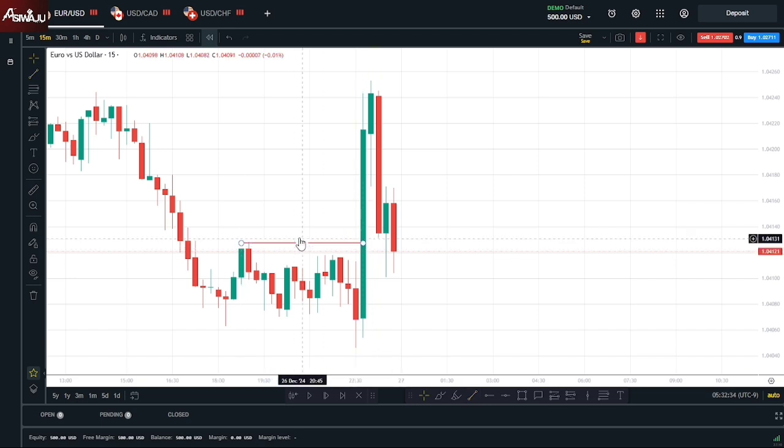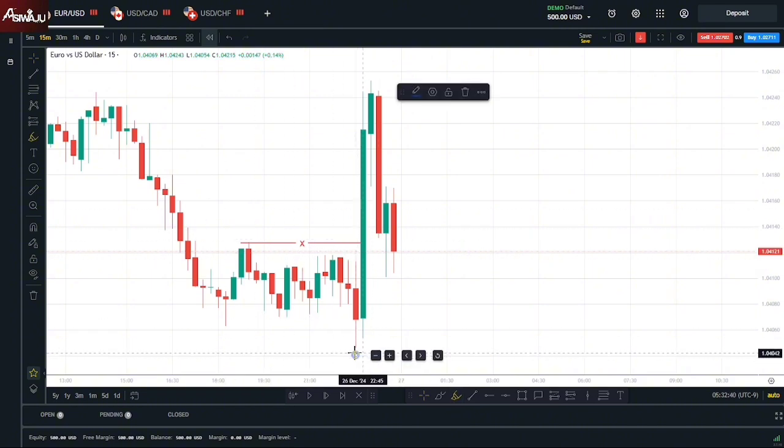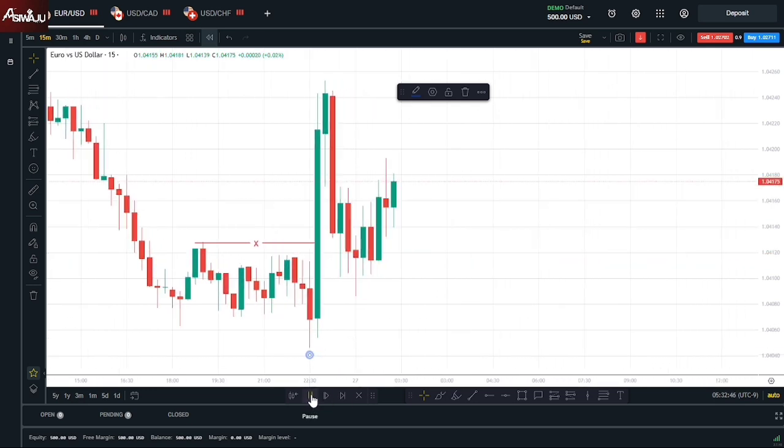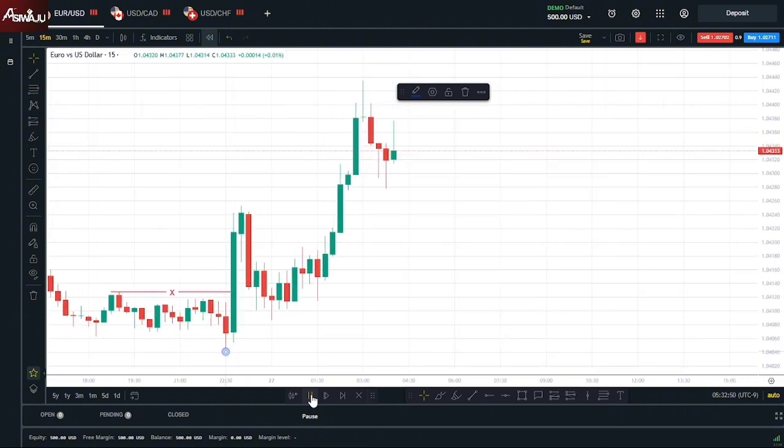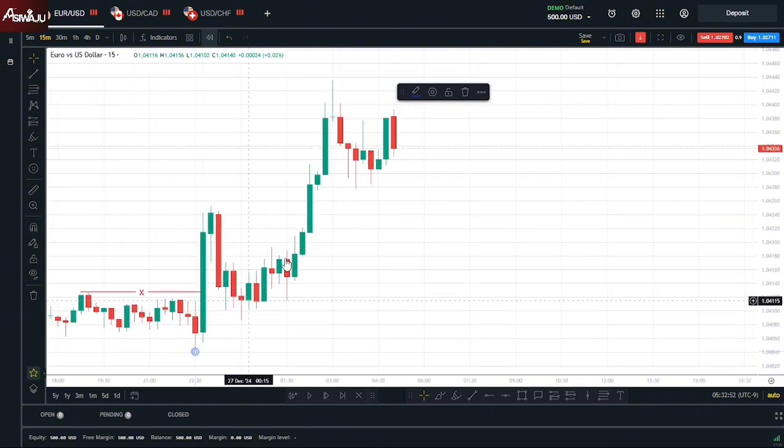We have a liquidity sweep here, and what happened? We all know immediately we have a liquidity grab. This point becomes our major low. So now let's play price forward. Price will continue going higher.